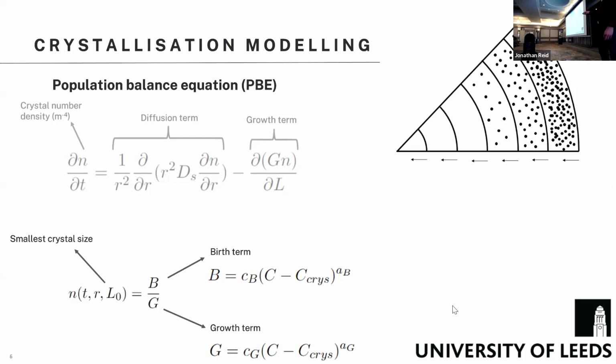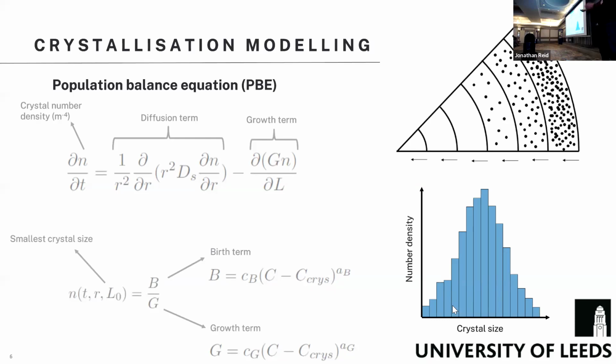So these birth and growth terms are expressed as a function of the difference in the solute concentration and a certain critical concentration that I've called here the crystallization concentration. I've used power law models for these birth and growth terms, and I've left the constants and exponents as unknown, and this is what I'll be using some simulation and parameter estimation machinery on to try to estimate these constants and these exponents, to see if I can match certain properties that are visible on the SEM images.